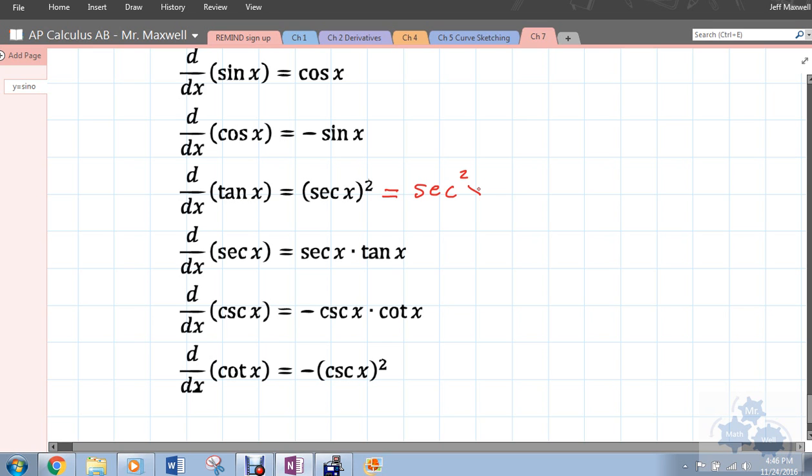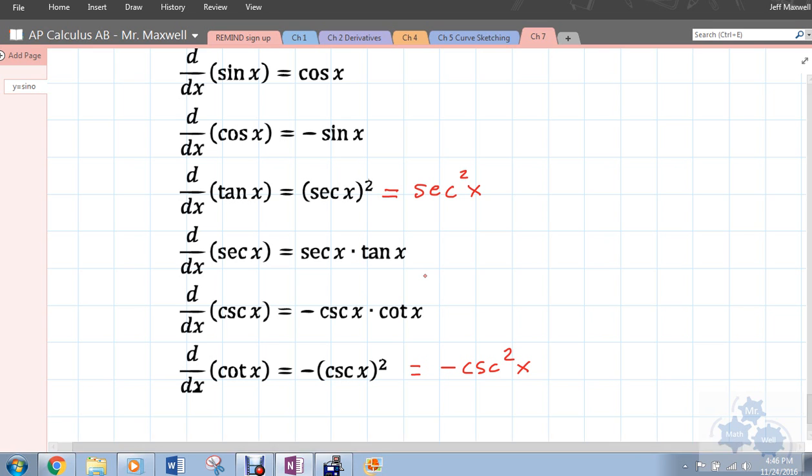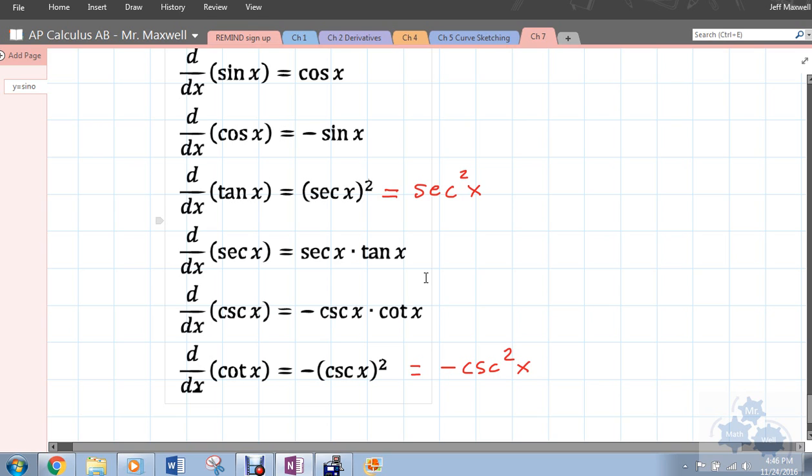So secant squared x, and this equals negative cosecant squared x. See, when you put the 2 there, you don't have to mess around with all these brackets either. See that? So it just makes a lot more sense. All right, so just take a moment to copy that down, just absorb that a little bit, and we'll do a couple examples here, and we'll set you up for your assignment.